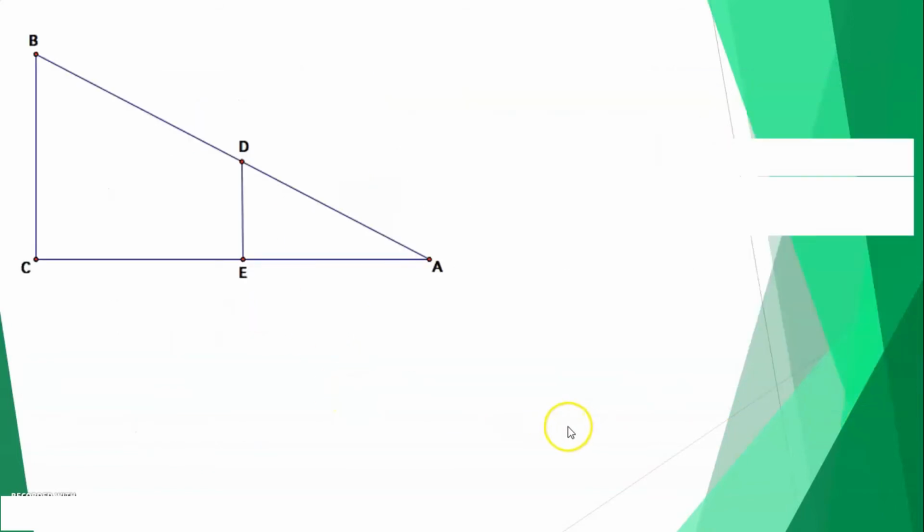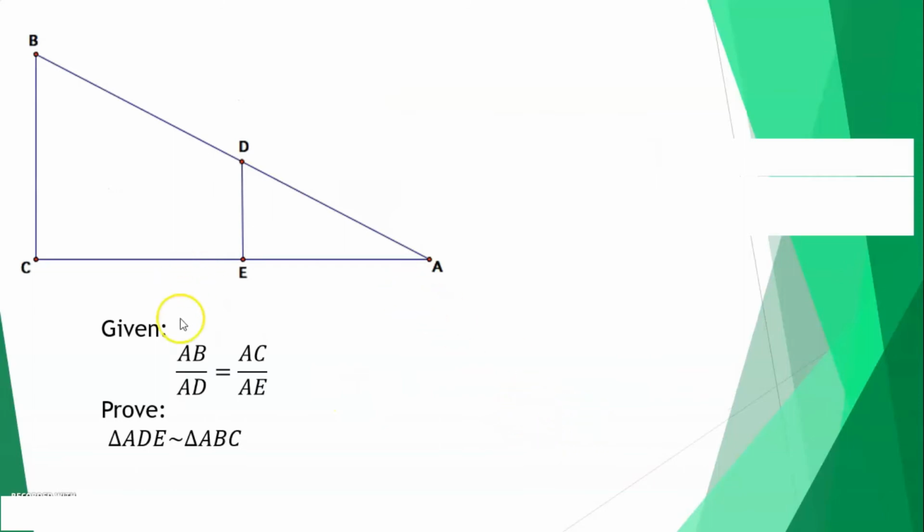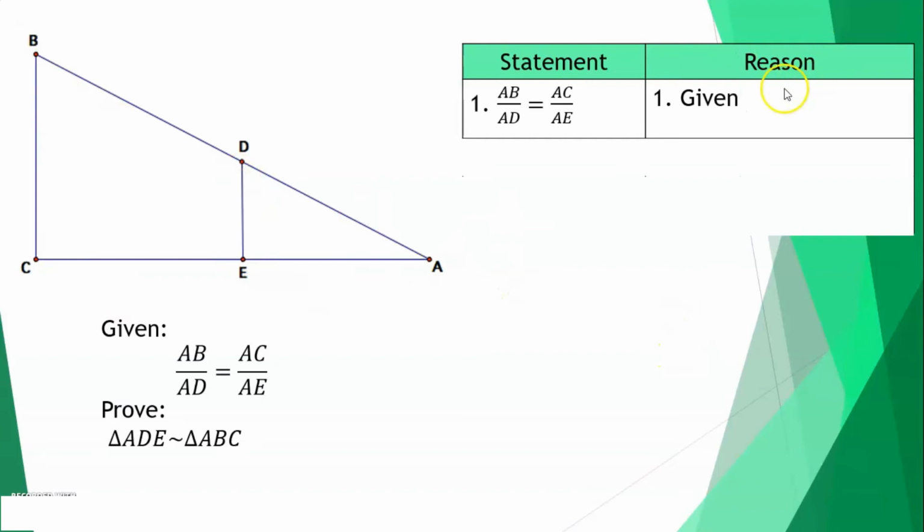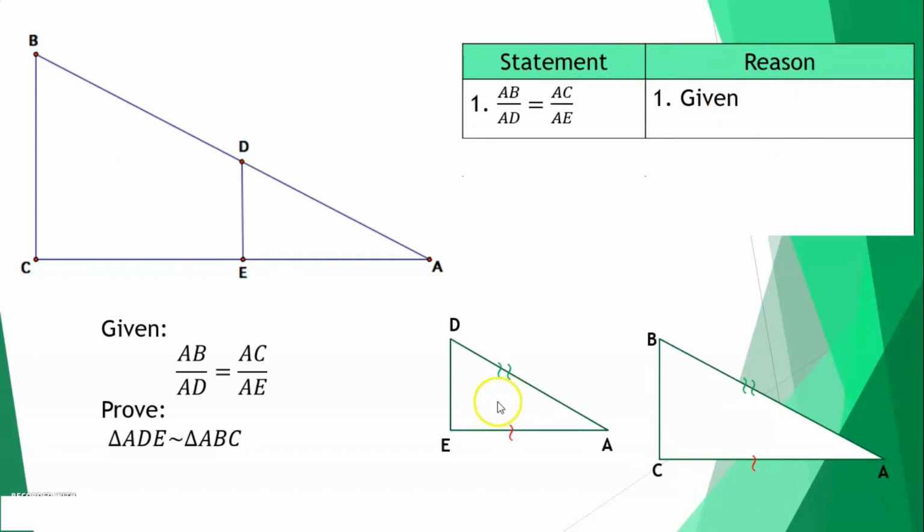Another. Given this, AB over AD is proportional to AC over AE. Prove that triangle ADE is similar to triangle ABC. With that, again, with a two-column format, always start with the given. Getting the two triangles, we have here triangle ADE, and the bigger triangle, it's ABC.